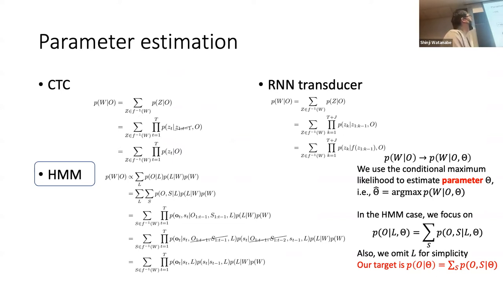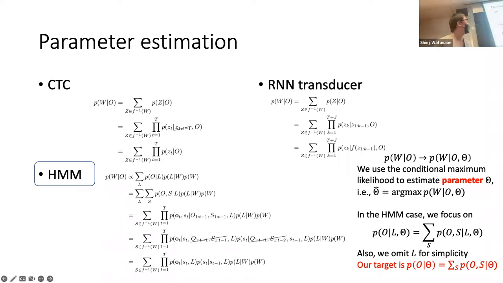However, to make this kind of model learnable, we actually have to set the parameters, and we have to estimate the parameters, right? So to make a clearer distinction that this is the training problem, I set the parameter index theta additionally to the probabilistic function. And then, generally, to estimate the parameters, people use conditional maximum likelihood, trying to estimate the parameters so that this conditional likelihood, the posterior distribution, becomes maximum given the data. And this covers all kinds of problems, including CTC, RNN transducer, HMM, or even attention-based approaches. But here, again, we focus on the HMM.